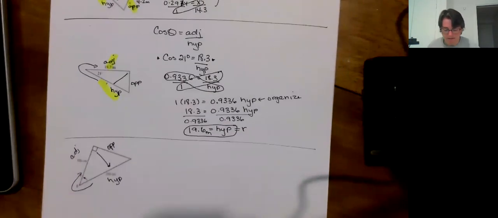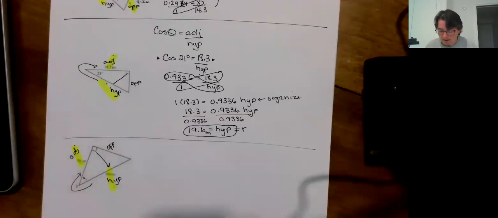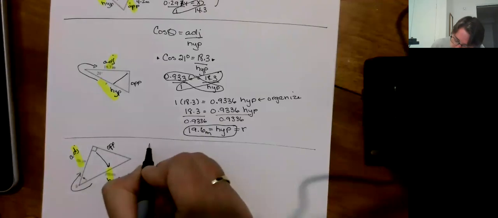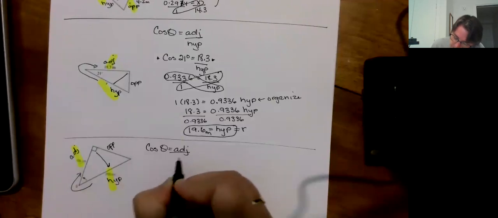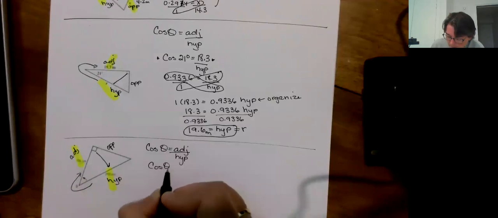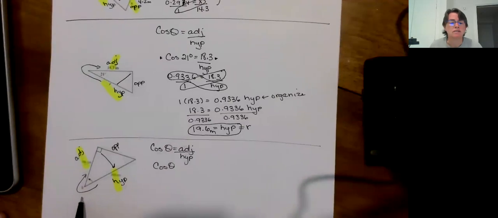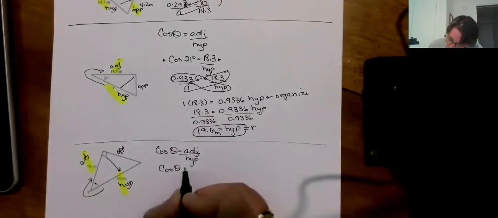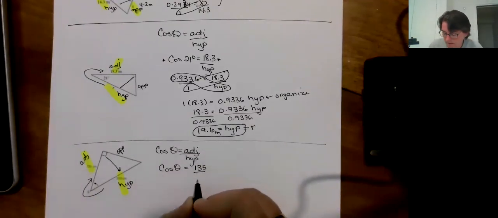Last one, what do we got? We've got hypotenuse and adjacent, and it looks like we are looking for an angle. Adjacent and hypotenuse is cos. In this case, we don't know what the angle is. I'm going to assume that's a theta down there. I don't know, even on my printout it's not clear what that is. So adjacent is 135 over 200.